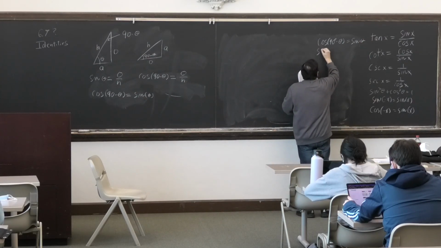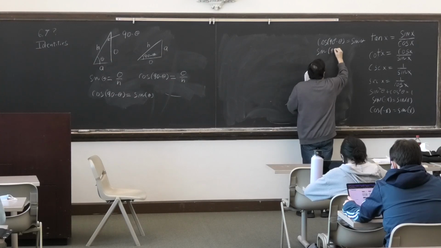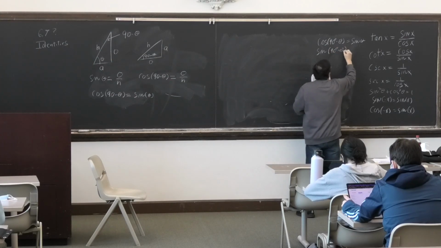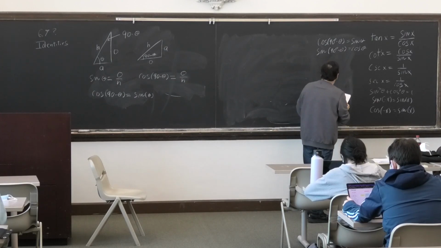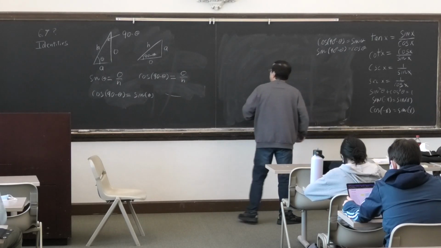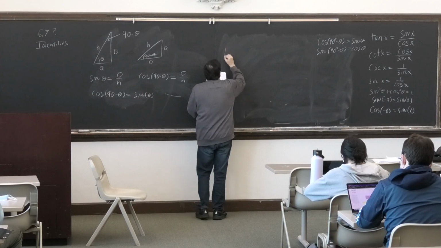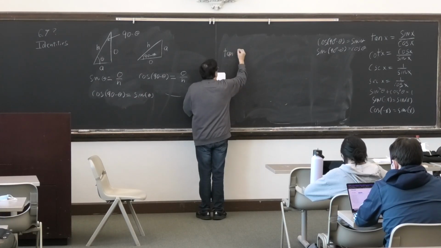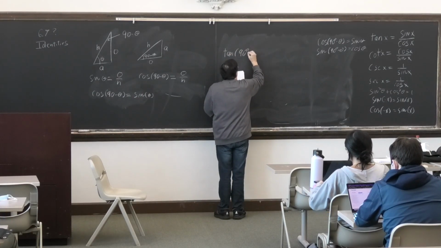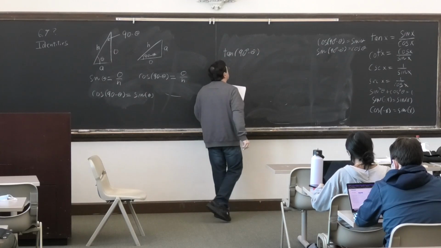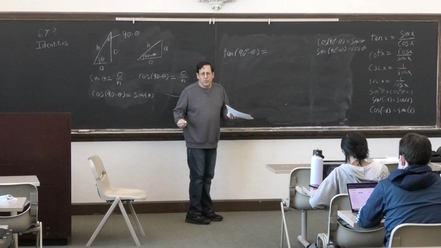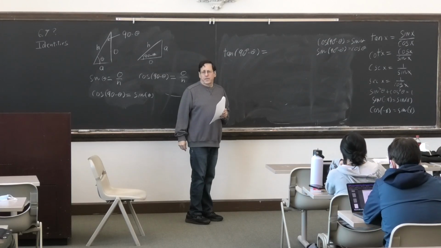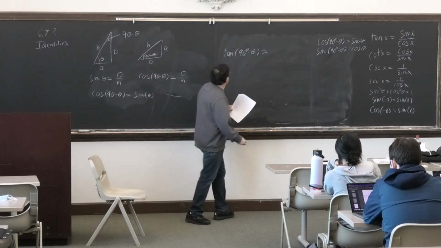Likewise, sine of 90 degrees minus theta is the cosine of theta. I wonder about the tangent of 90 degrees minus theta. Well, now we're actually getting into thinking about how identities can be verified.